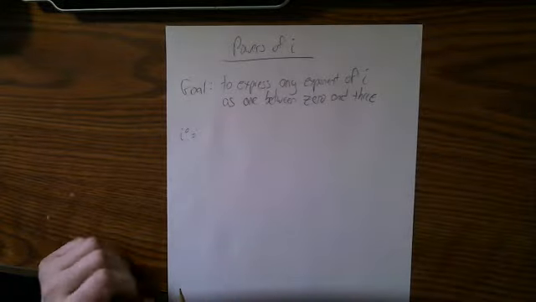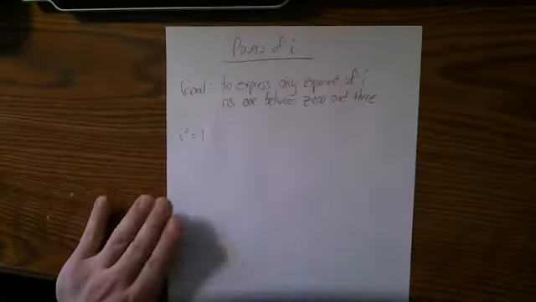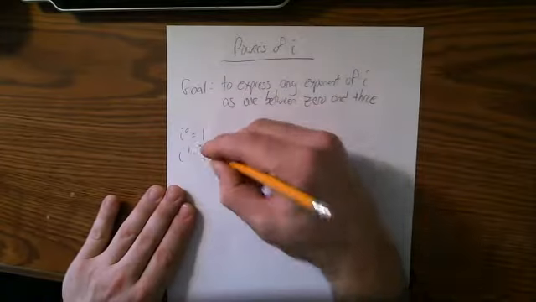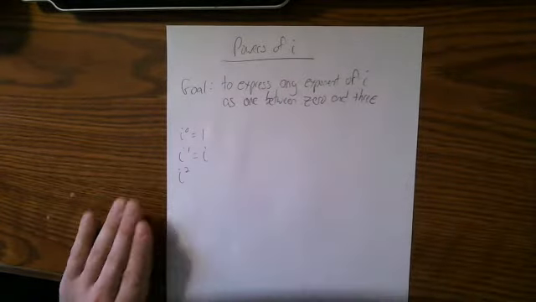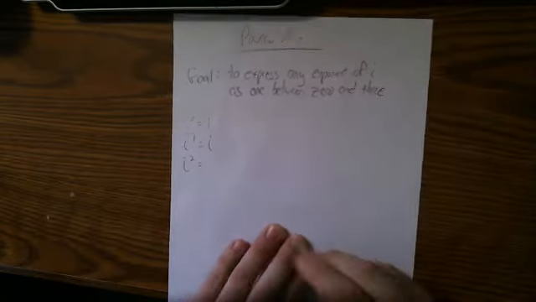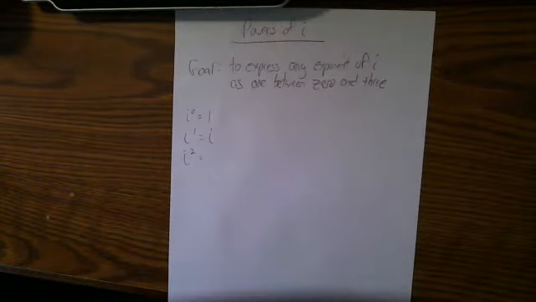So i to the 0, anything to the 0 power is 1. i to the first power, anything to the first power is itself. Let's figure out what i squared is. And in order to do that, my right column here is going to be my work column, trying to figure out the pattern here for the powers of i.